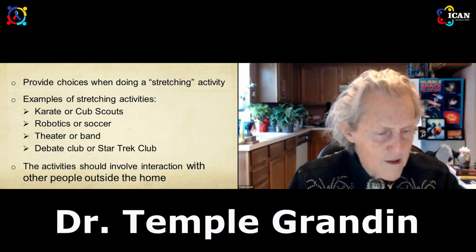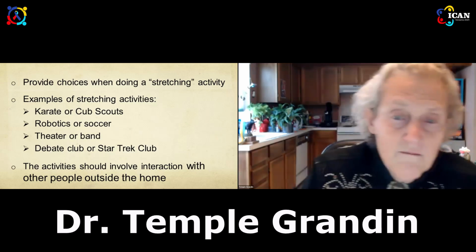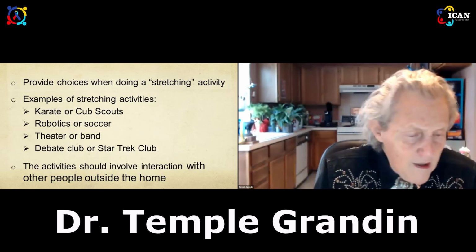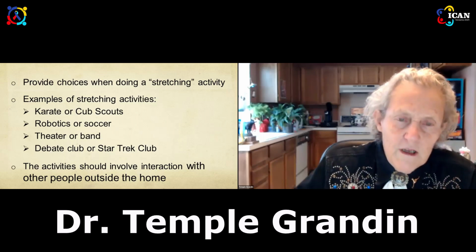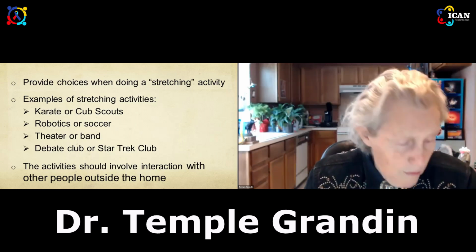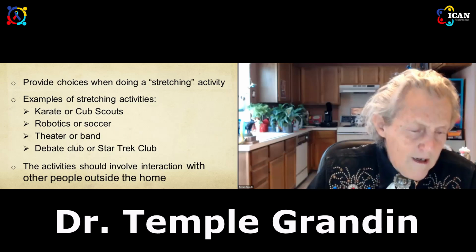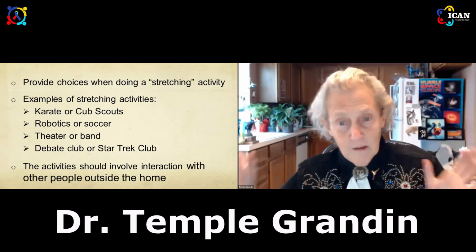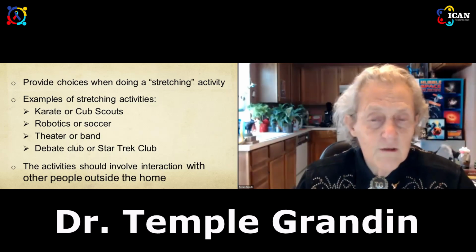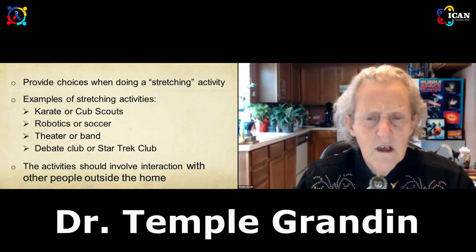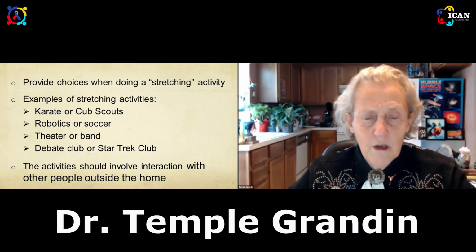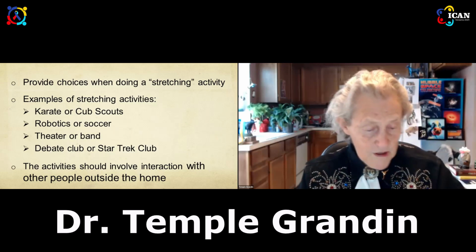The next slide talks about just providing some choices. So you might say, well, you could do robotics, or you could do soccer, or you could be in a theater group, or you could be in the school band. You could do karate. Cub Scouts is an American program for kids where they learn camping and other skills. So we're going to get out and we're going to do things, but you give them some choices.